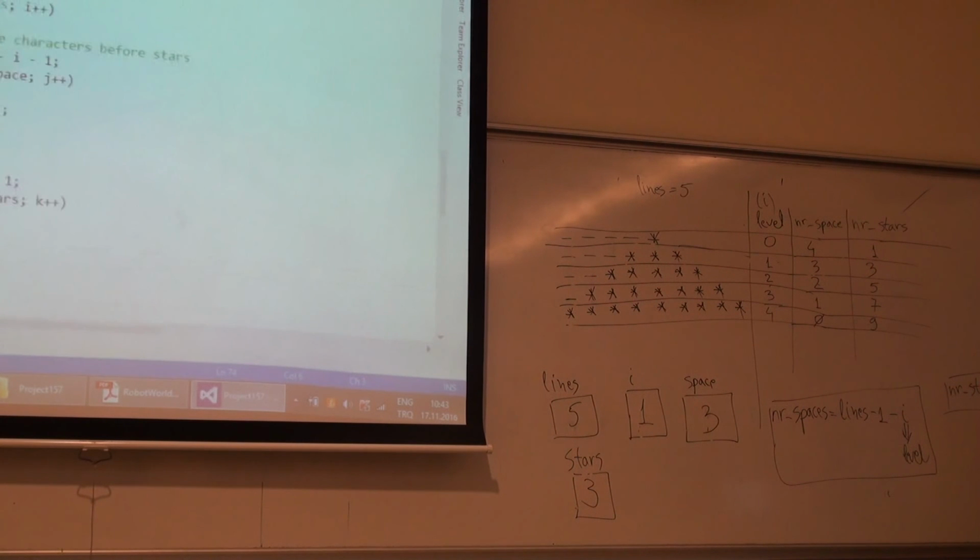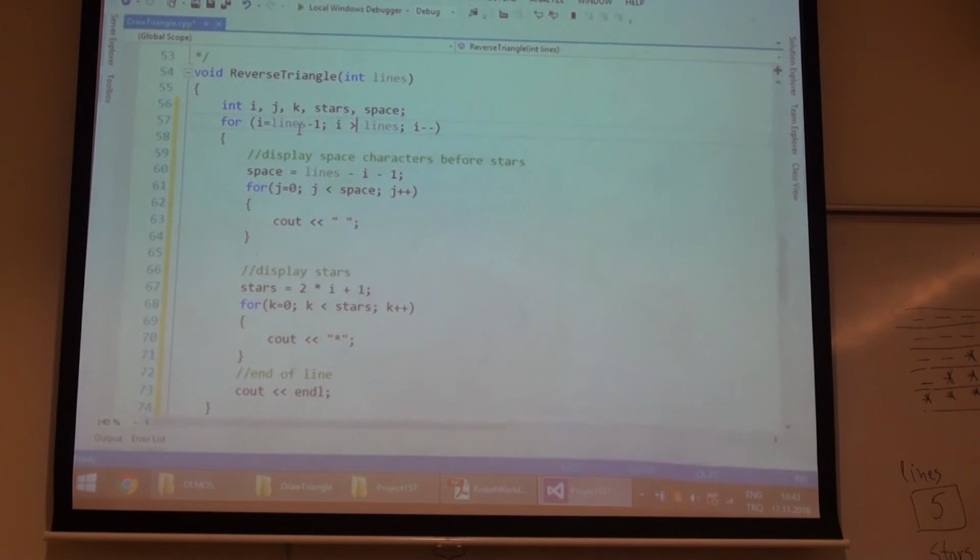Now I told you we started from level 0. What if we should start from level 4? And level 4, if we have 5 lines, is what? It's lines minus 1. We decrement it by 1, lines minus minus. And we go until i is greater or equal to 0, meaning that i is the level. We should start with the last level, the 4th level. We decrement it by 1, down until we go to level 0, okay?